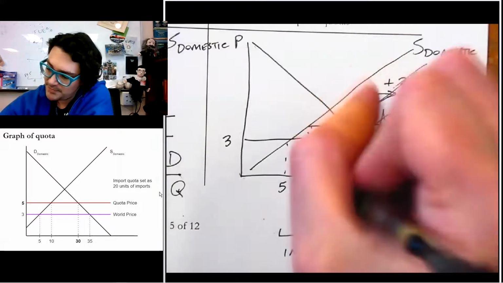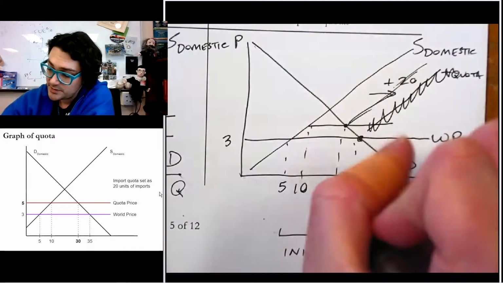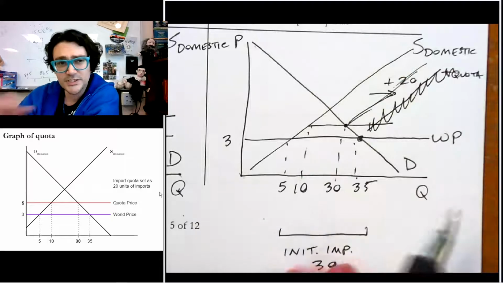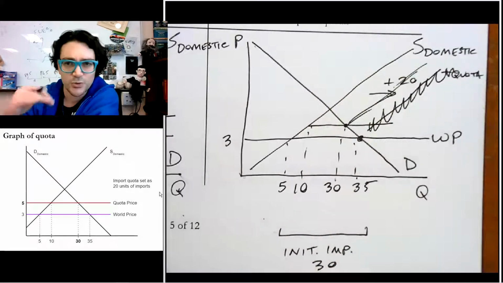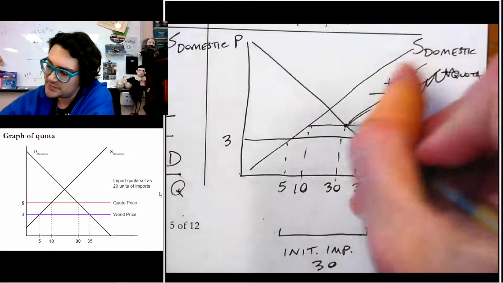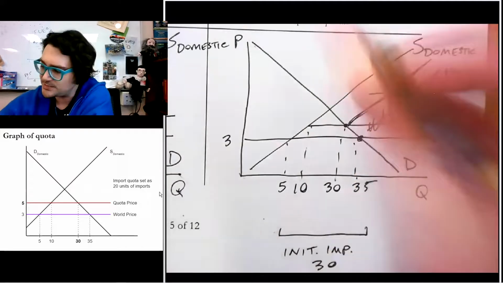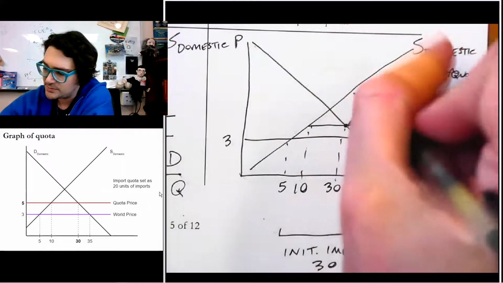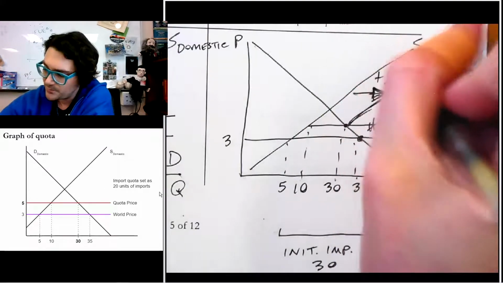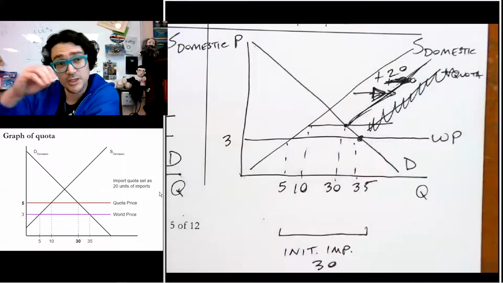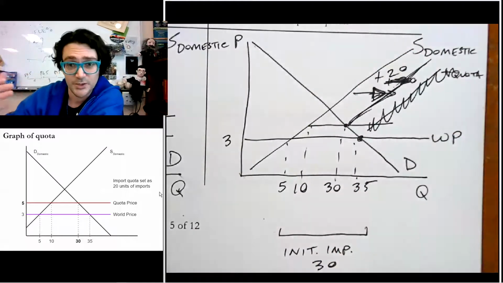And so the quota amount that's allowed to be imported is between 10 and 30. And basically this quota is just like a cap, and it says you can only bring in 20 units. So it creates this second supply curve over here. Sometimes that's shown, sometimes it's not. Plus 20, right? And that's really like a supply curve of the domestic suppliers plus 20 units that are allowed to sneak in under the quota.